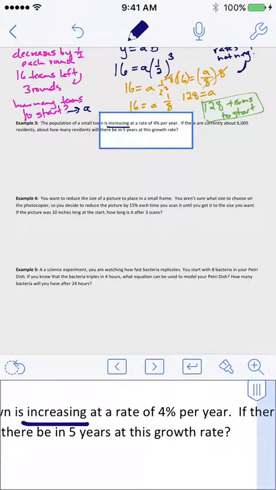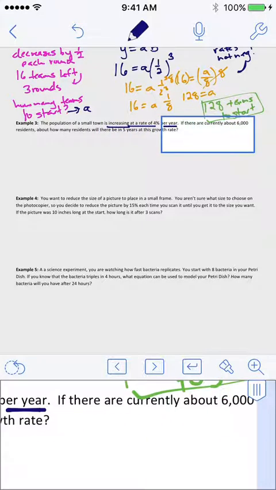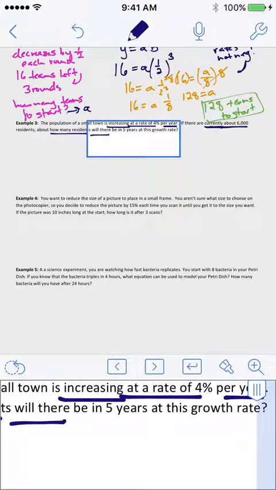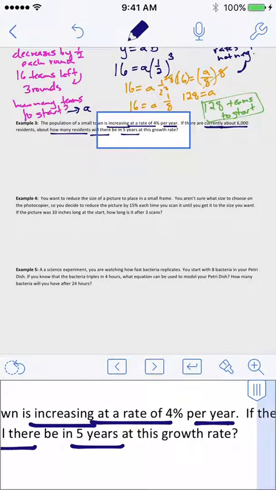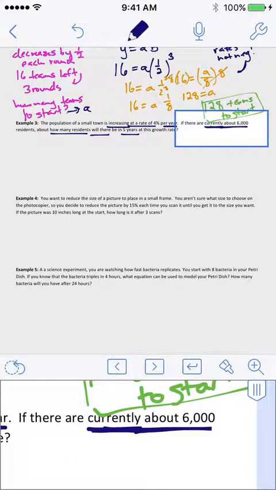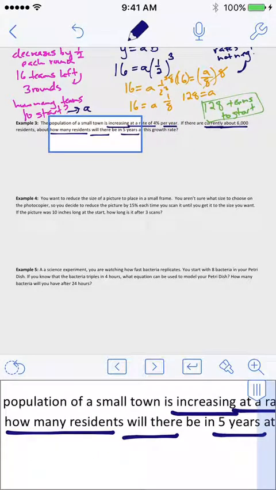And you know what? Increasing at a rate of 4%, and then we'll do per year as a separate one, right? Because that sounds like a time period. It's currently about 6,000 people. How many residents will there be in 5 years? So it's increasing at this rate, right? That keyword, rate, should automatically spark which variable that is. Per year sounds like a time period. Currently 6,000, maybe starts here. And how many will there be in 5 years?